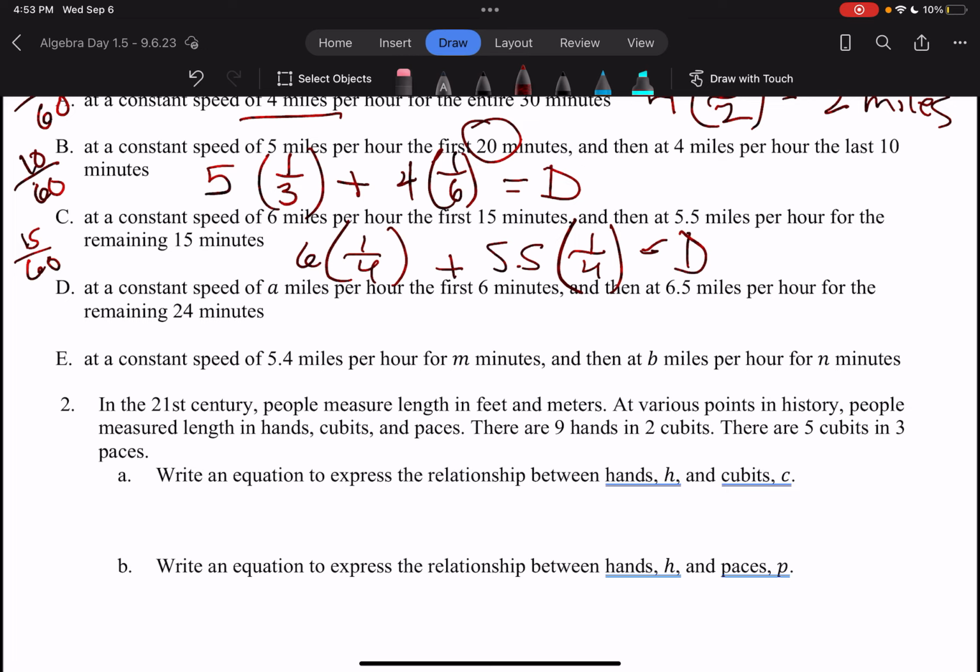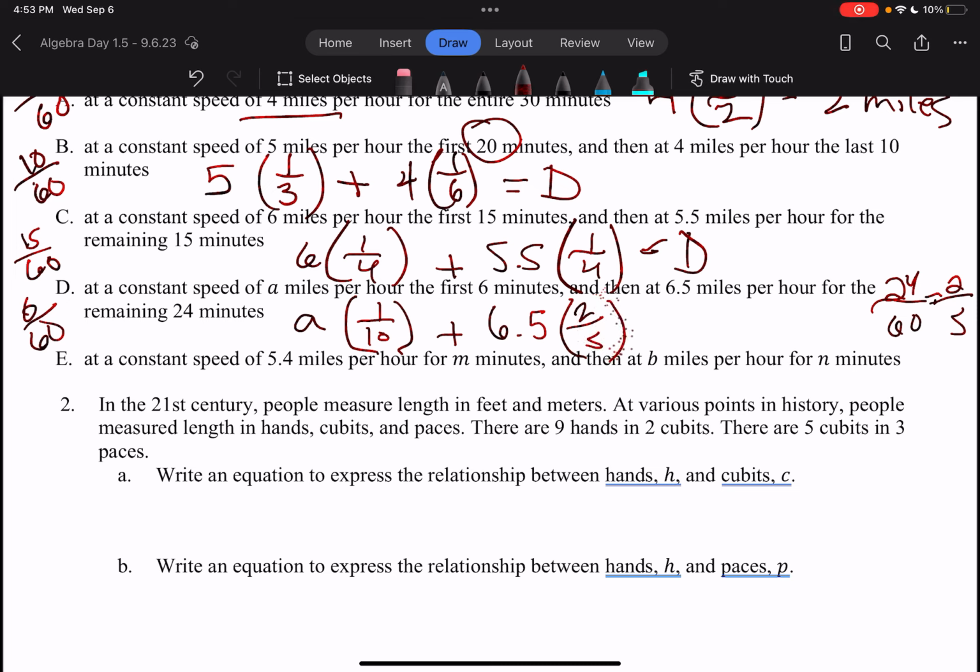All right, letter D, at a constant speed of 8 miles per hour, the first 6 minutes, so 6 out of 60 is 1/10 of an hour, plus 6.5 miles per hour for the remaining 24 minutes. Ooh, so 24 out of 60, we can divide both of these by 12 and get 2/5. Okay, equals her distance.